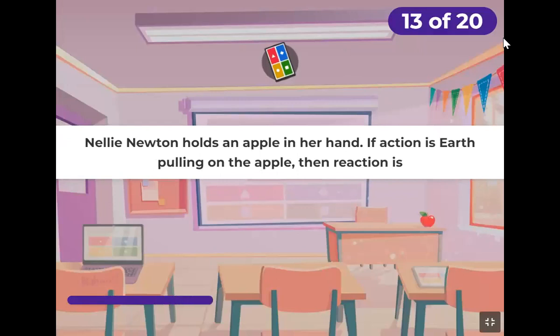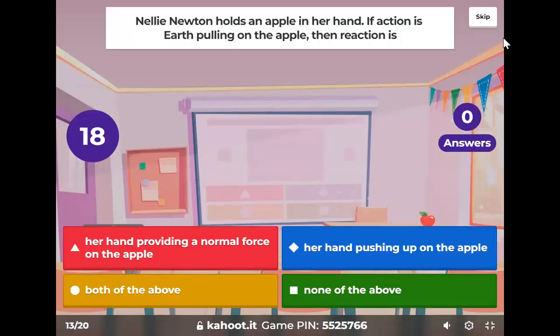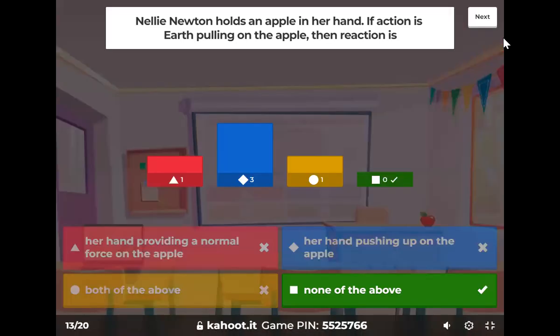Nellie Newton holds an apple in her hand. If the action force is Earth pulling down on the apple, what's the reaction force? Earth pulls down on the apple. What's the reaction? Is it the apple pulling up on the entire Earth? I think it's the apple pulls up on the Earth, right? Which was not actually one of the listed ones here.